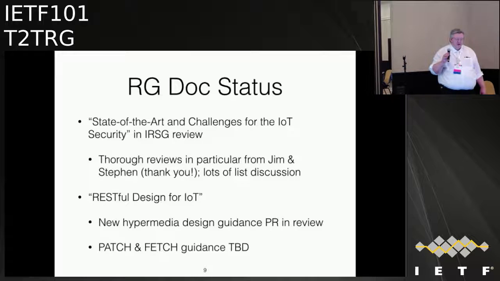There is a pull request in review right now. We develop our documents based on Git technology, so we use something like pull requests or merge requests to process larger changes. And there is also an issue right now that we have to cover the new PATCH and FETCH methods that are defined in RFC 8132, is that the right number? Those are not yet covered in the document.